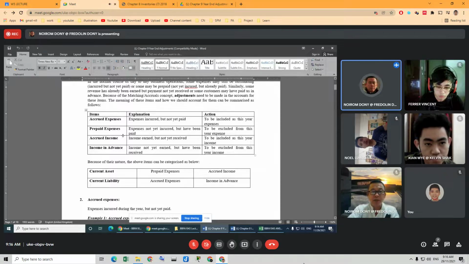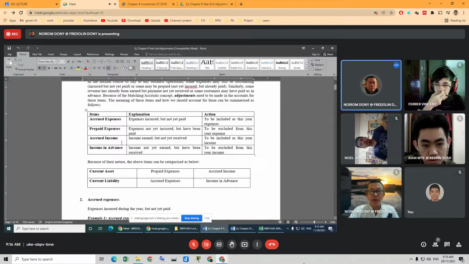So prepaid expenses, what is the definition? Expenses not yet incurred, but have been paid. That's why we have prepaid, meaning it's not been consumed by the business, but the business already made the payment. So if that is the case, what is the action? To be excluded, meaning we have to reduce the expenses, okay? Because this is in accordance with the matching concept.